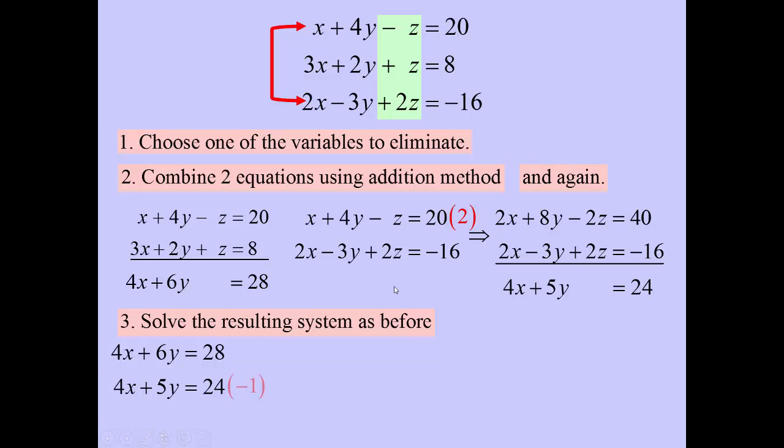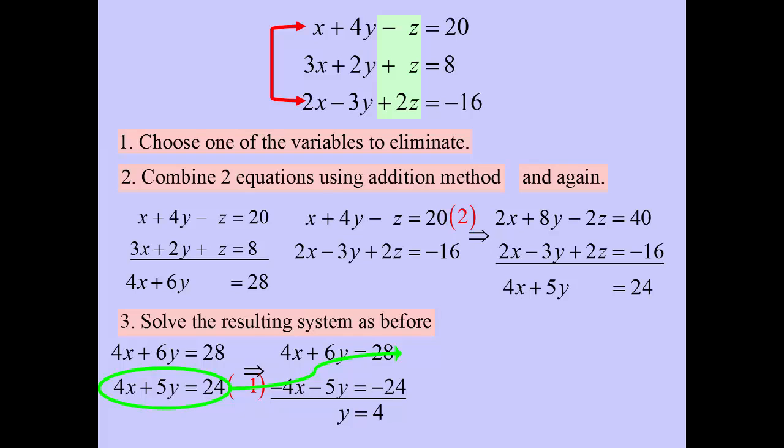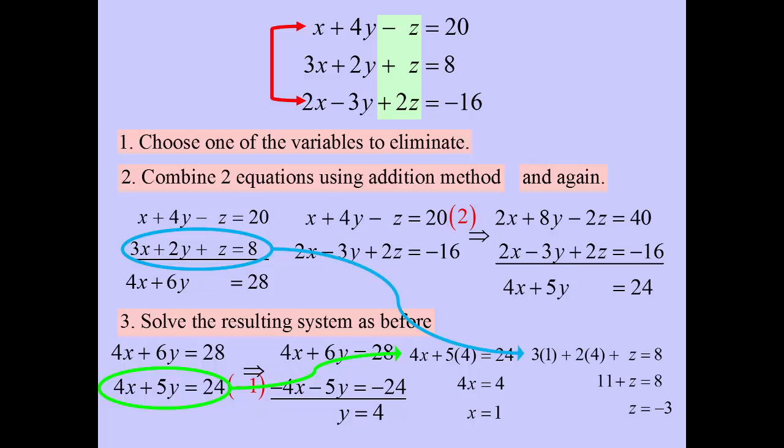You notice the 4x is the same in both of them. So if we multiply either one of them by -1, so that one of them is positive and one of them is negative, we can add them together and have one of the variables. And just like before, once we find one of the variables, we substitute it back in any equation and find one of the other variables. So once we find 2 of the variables, we'll substitute those somewhere and get the 3rd variable.